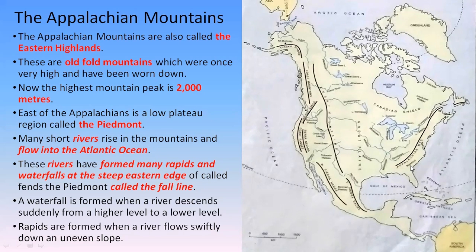Okay, so a waterfall is formed when a river descends suddenly from a higher level to a lower level. That is called a waterfall. And rapids are formed when a river flows swiftly, meaning very fast, down an uneven slope. Some examples I will show you over here.